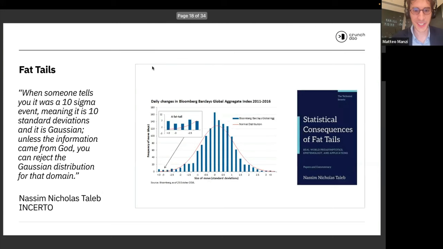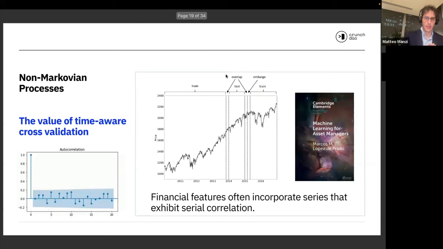Yeah. So Statistical Consequences of Fat Tails is the last one of Taleb's collection. And then we wanted to recommend Machine Learning for Asset Managers from Marcos Lopez de Prado. It's a shorter version of the Advances in Financial Machine Learning book that tries to compile the most actionable things you can find from it. Definitely, there is the non-Markovian process and the value of building time-aware cross-validation schemes, because the autocorrelation of data points will create information leak between your training and your test set.